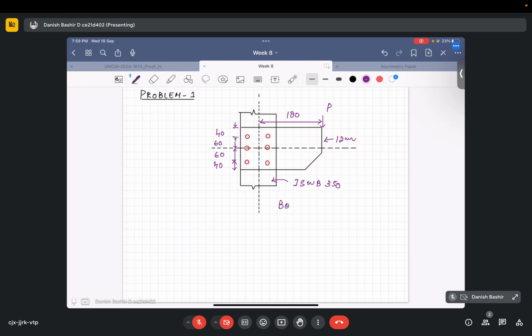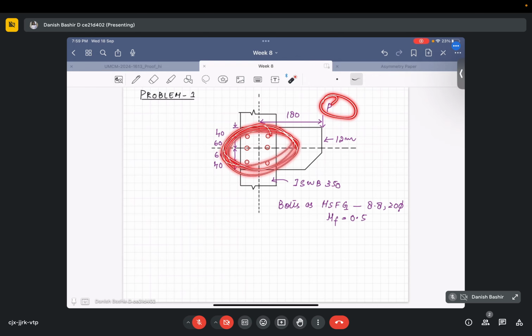The bolts are high strength friction grip bolts of grade 8.8 with 20 mm diameter. You people note all these details, these are in the questions. And the slip factor for HSFG we have to take as 0.5. This bracket plate is 12 mm thick. So we have to calculate this P that can be safely transmitted by this bolted connection.